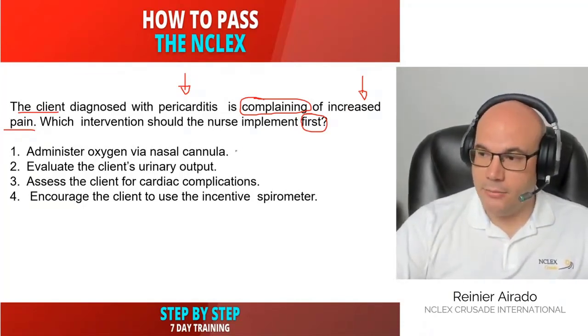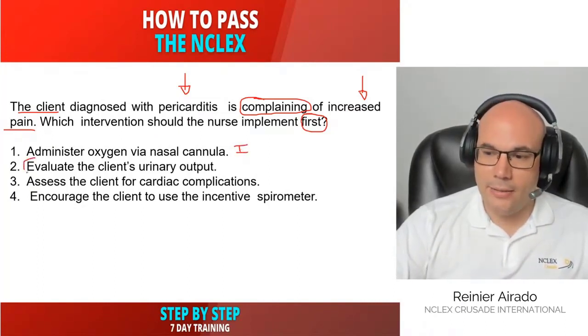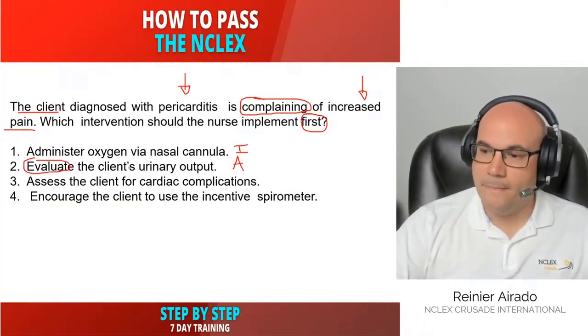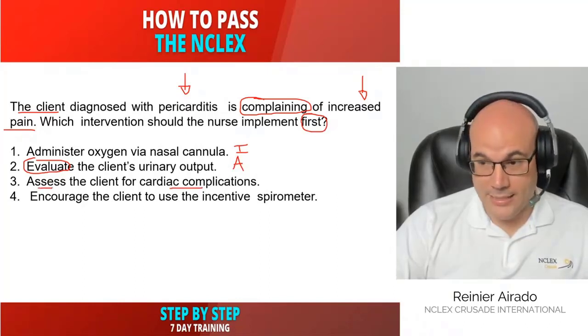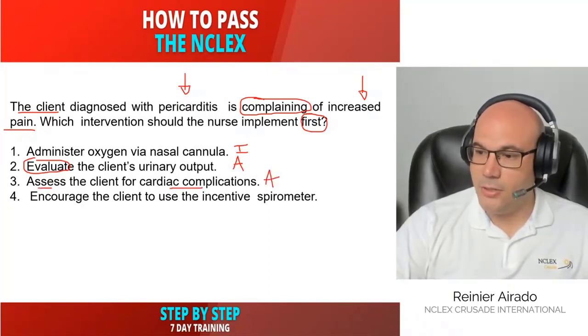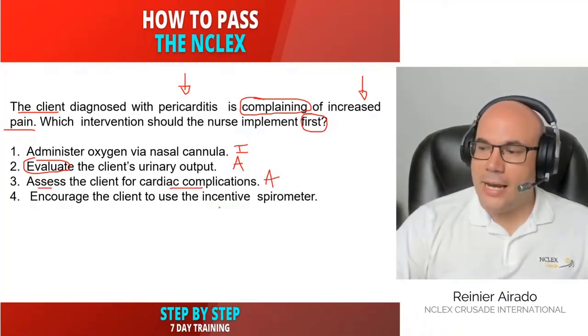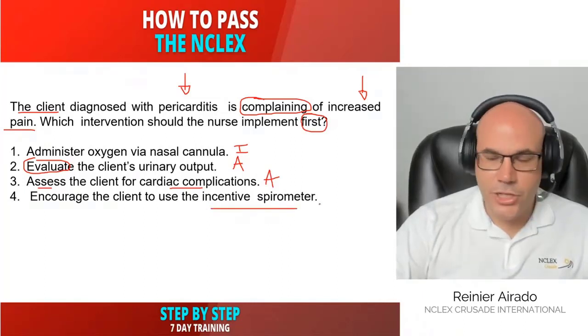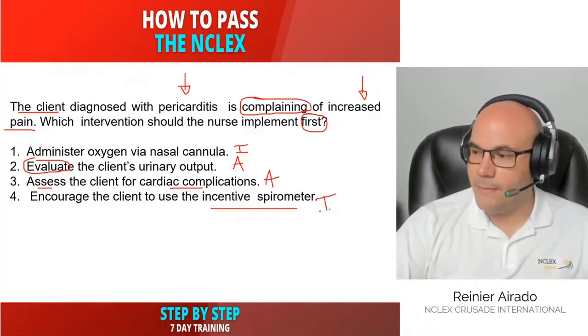Administer oxygen. This is an implementation. Evaluate urinary output, assessment phase. That's important. Assess the client for cardiac complication. Assessment. Validation. And encourage the client to use the incentive spirometer. Teaching. This is an implementation.